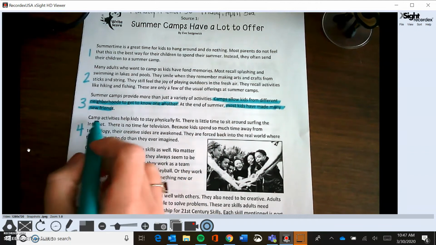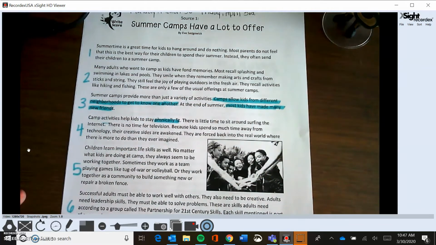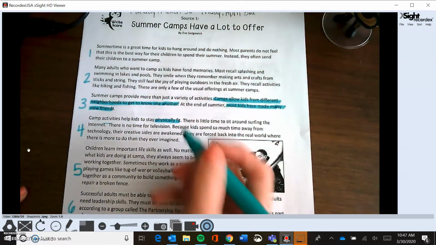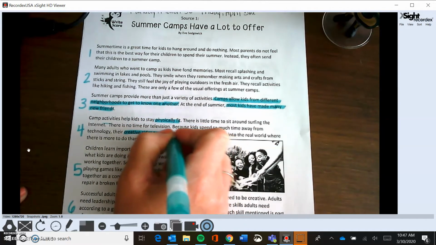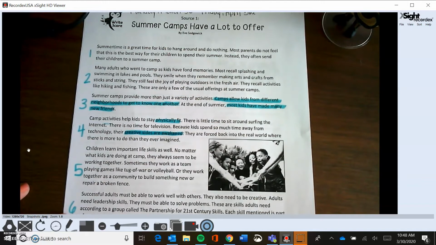Let's look here. Camp helps kids stay physically fit. That's another benefit of kids going to camp. You have less time on the internet, it says, no time for television, and it helps their creative sides to awaken. That just means it helps them to be more creative. They have less time on the internet, less time for TV, and they get to be more creative.